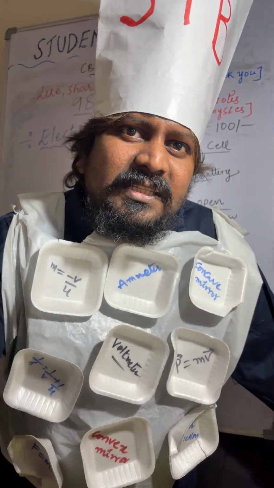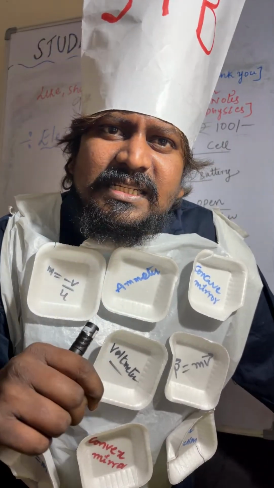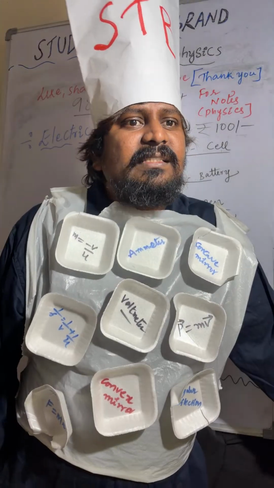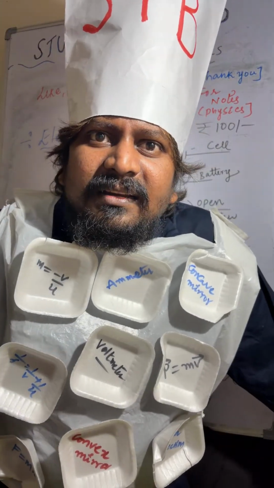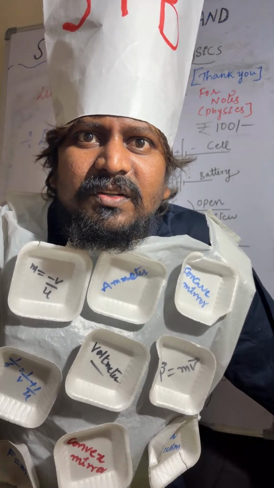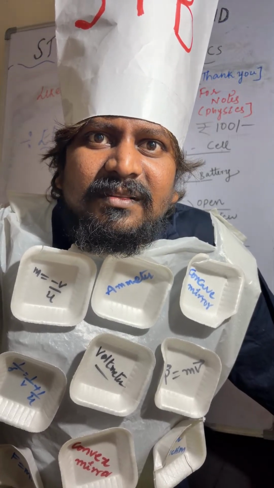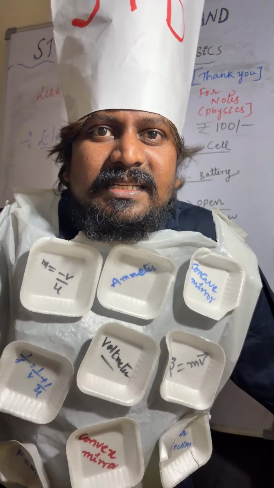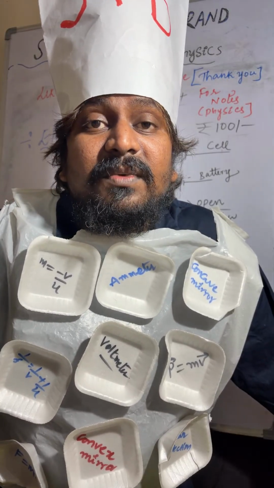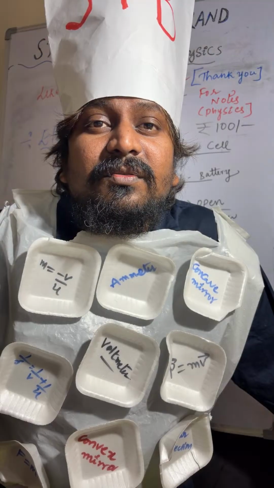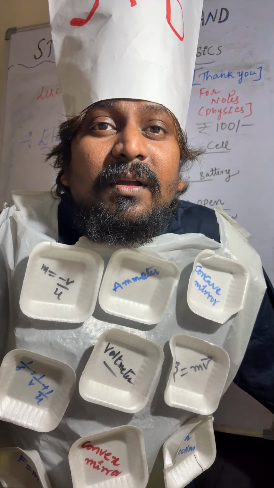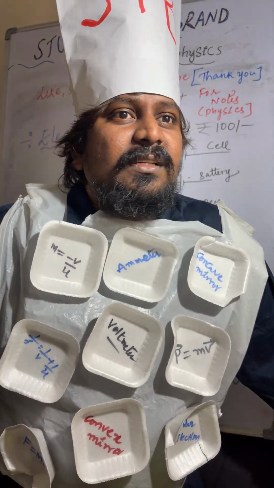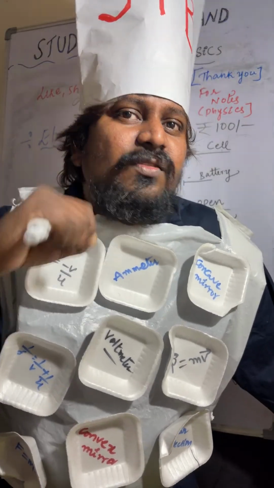What is the SI unit of resistance? Do you know? SI unit of resistance is ohm. And the symbol for resistance? Ohm. Very, very important. The symbol of the SI unit of resistance is ohm. Are you understanding? Are you listening? Once again, just check once. So SI unit of resistance is ohm.